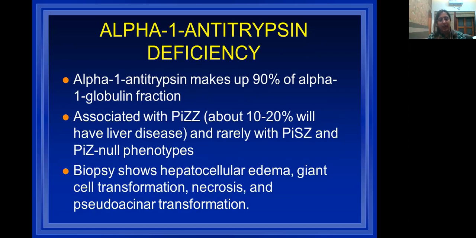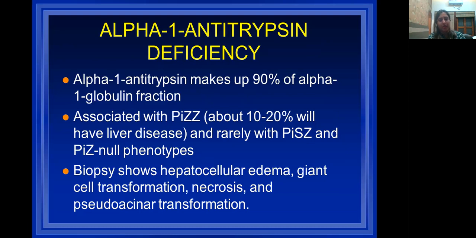Next cause is alpha-1 antitrypsin deficiency. Alpha-1 antitrypsin makes up 90% of the alpha-1 globulin fraction, and it is associated with PiZZ. About 10 to 20% will have liver disease, and rarely these are genes with PiSZ and PiZ null phenotypes.